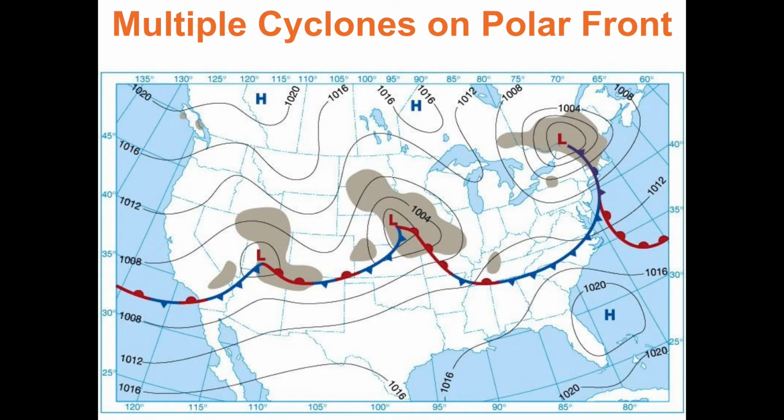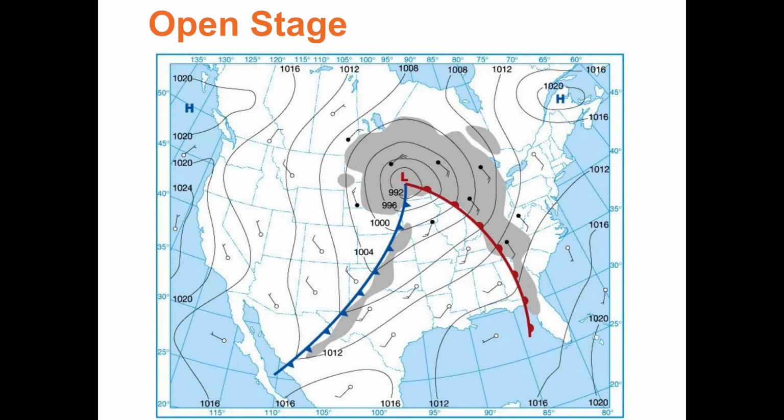Usually there's 3 to 7 storms in the polar front on any given day. Here's the open stage. Here the wind is out of the southeast and it's cloudy. Wind is out of the southwest. Remember, the wind comes from the end blowing towards the circle. And then here the wind is coming out of the northwest.